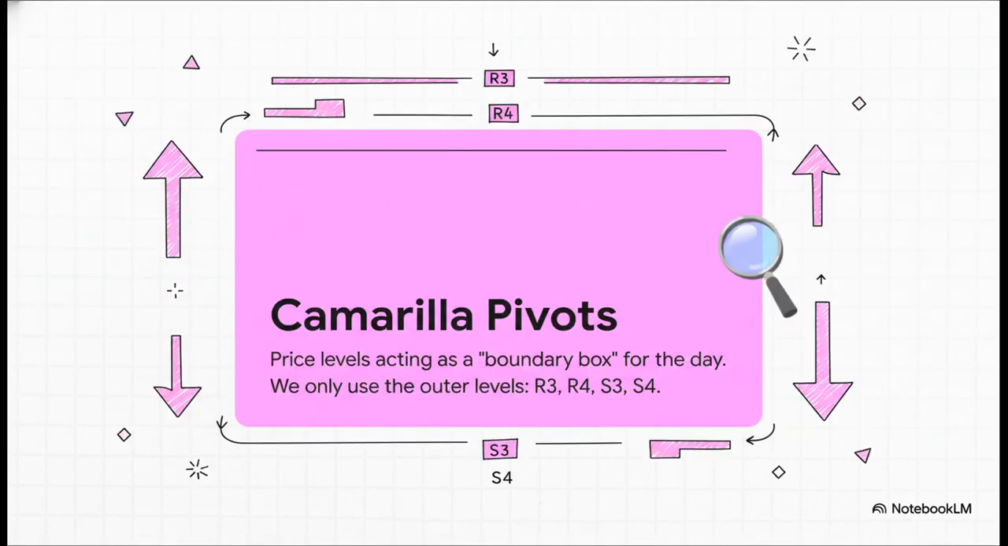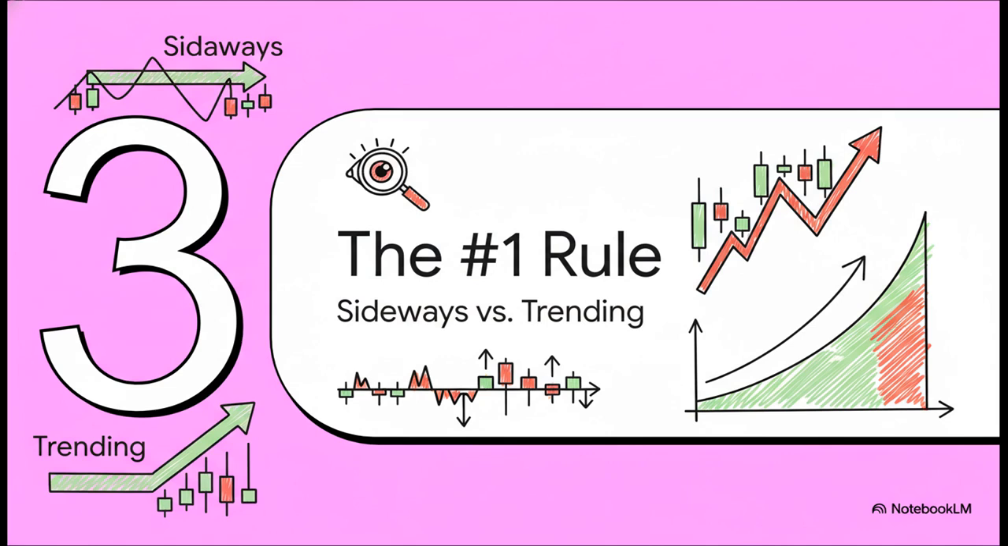So what in the world are Camarilla Pivots? The easiest way to think about them is like a boundary box for the day's price. They automatically calculate key support and resistance levels. Now for this strategy, we only care about the outer edges of that box. The resistance levels R3 and R4, and the support levels S3 and S4. And this brings us to what is, without a doubt, the single most important rule in this entire system. This rule, all by itself, is going to tell you whether you should be actively hunting for trades or just sitting on your hands and being patient.